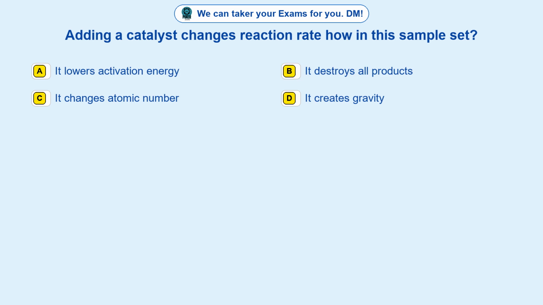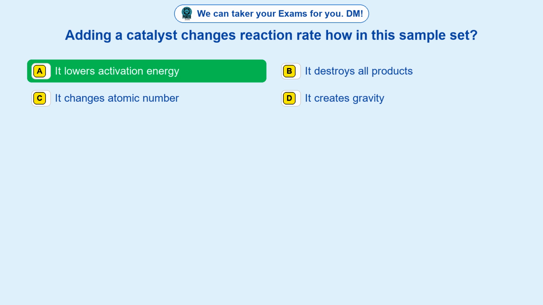Question 37. Adding a catalyst changes reaction rate how in the sample set? Option A. It lowers activation energy. Option B. It destroys all products. Option C. It changes atomic number. Option D. It creates gravity. The correct answer is option A.